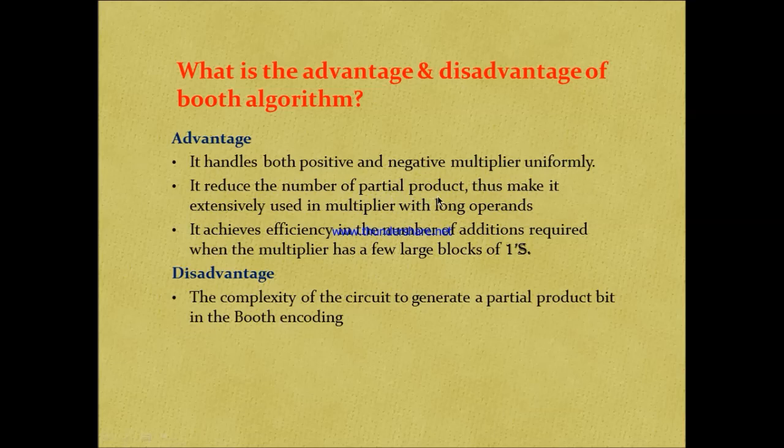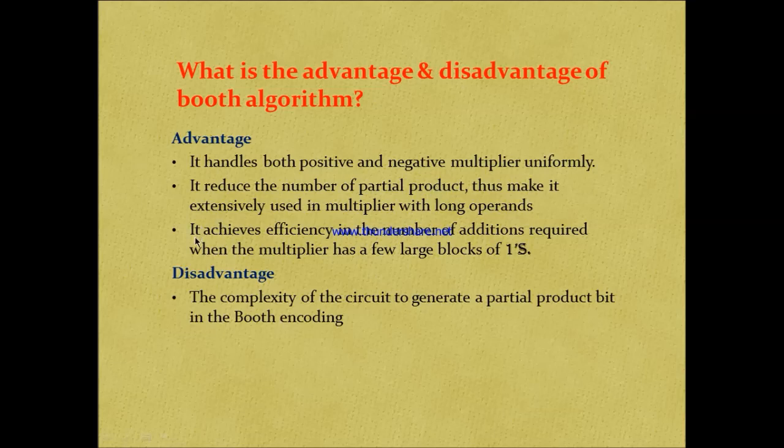We can see the other multiplication techniques in the earlier video, where the partial products are required. So in the Booth algorithm, the number of partial products will be reduced. That means the addition part will be reduced.